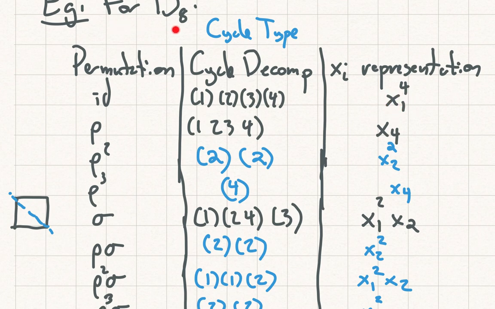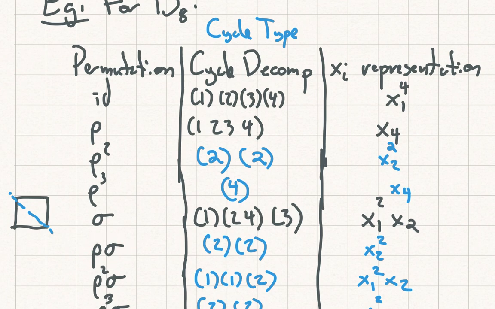So we were talking about D8. Sometimes it's called D4. There's no standard notation for it, but it's the rigid motions of the square. The identity does nothing, so 1 goes to 1. That's a cycle of length 1, and same with 2, 3, and 4. So we associate that with the variable x1 to the power of 4.